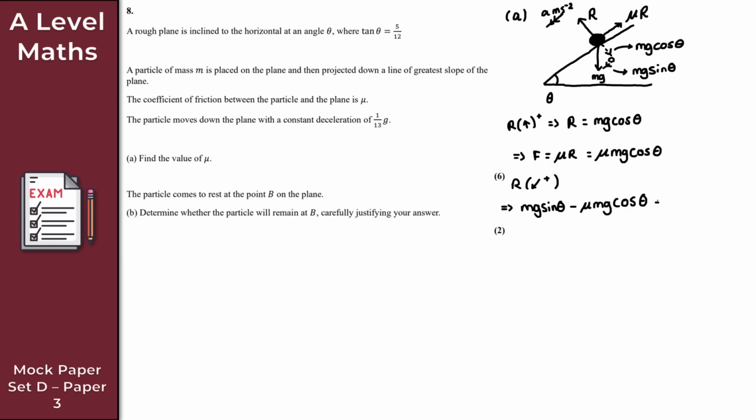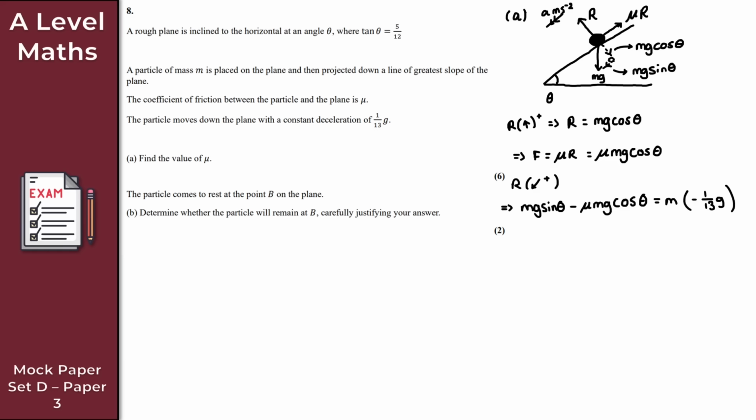Now, what we know here then is the mass is m. So leave that as m here, like so. I can't do anything with that, right? But we can times it by the acceleration here. So this is a constant deceleration of 1 over 13g, or g over 13, whichever you prefer. So we'll take that as negative here. That's going to be minus 1 over 13 g there, like so, okay?